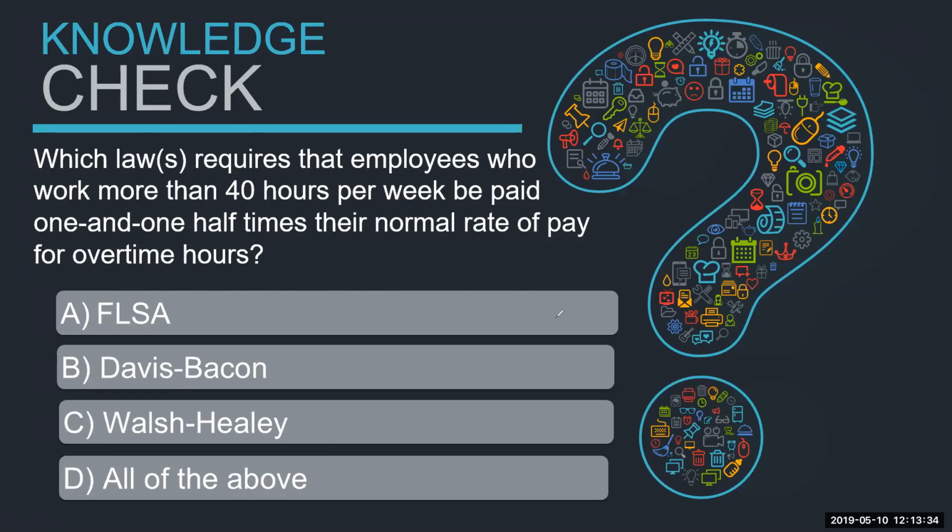Okay, FLSA, absolutely. Davis-Bacon, bacon, BLT. Since I'm hungry, I'm always hungry. I'm like a bottomless pit. The Kevin Bacon Act, the prevailing wage. Yep. Walsh-Healy, the 90210 Act, which basically is an extension of the Davis-Bacon Act for non-construction federal contractors, if you will. Yep. Therefore, you guys are right. D is the correct answer.